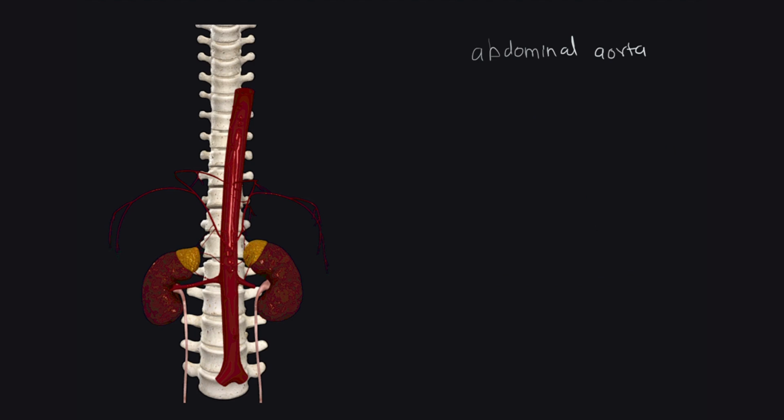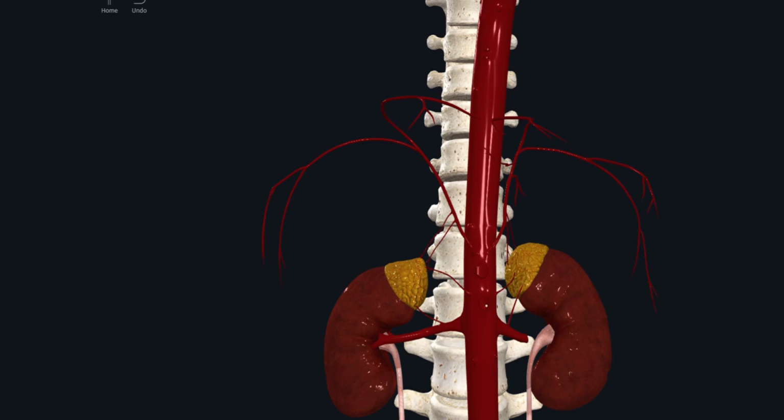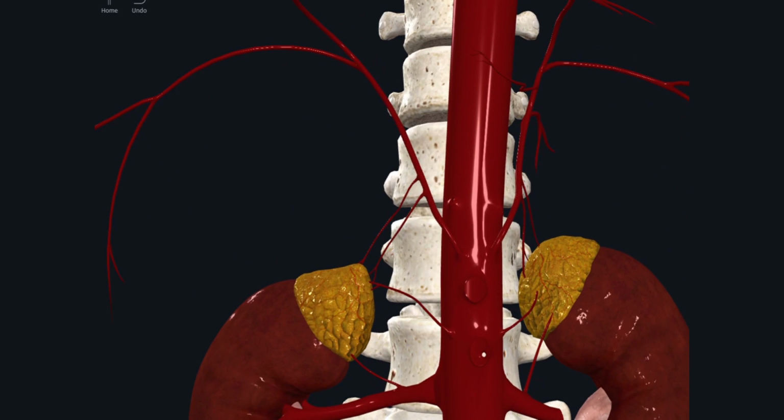Then let's take the abdominal aorta again. And then coming off of the abdominal aorta, we have the middle suprarenal and the inferior suprarenal arteries. Okay, so that is what we're looking at right here, the supply of the suprarenal gland. So these double arteries that come off of the abdominal aorta are known as the suprarenal arteries.